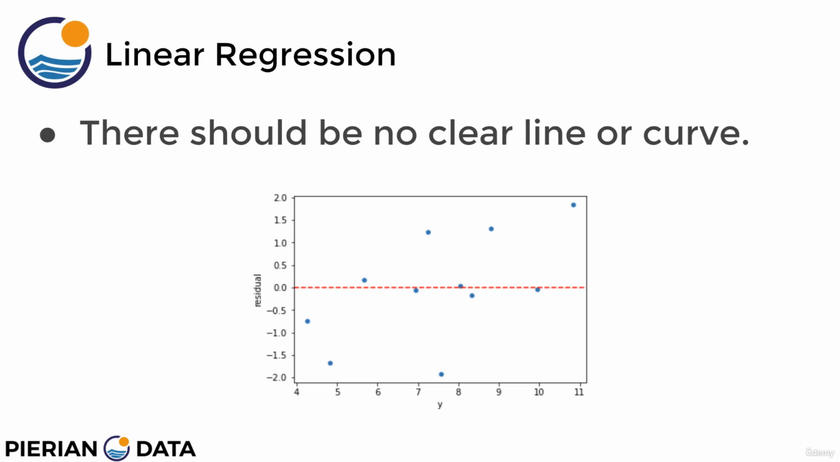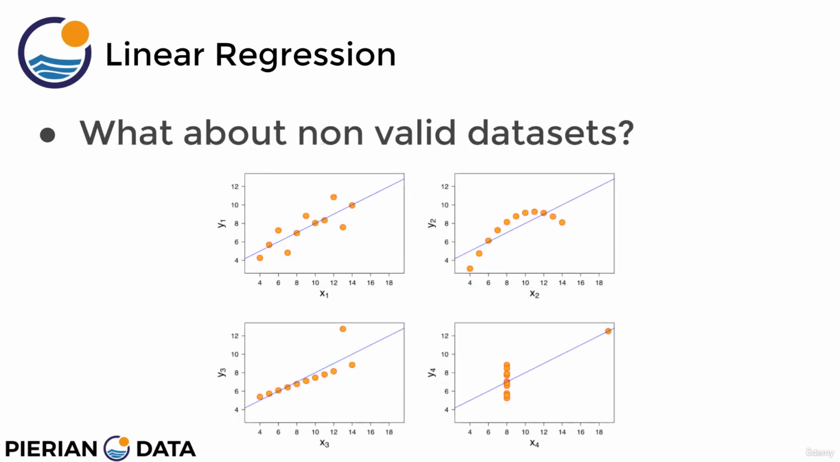There shouldn't be any clear line or curve, and I should see about as many points above 0 as below 0. That way I know there's not some extreme discrepancy for any particular data point. So keep in mind that all we're doing here is residual versus y value, that is the y true value, which means I'm not actually considering any number of features. So I should be able to scale this particular residual plot to any number of features.